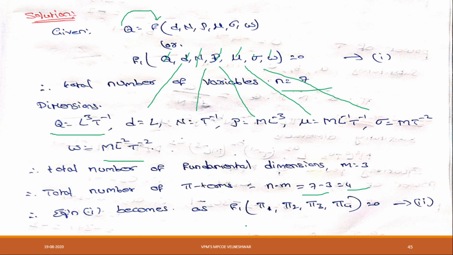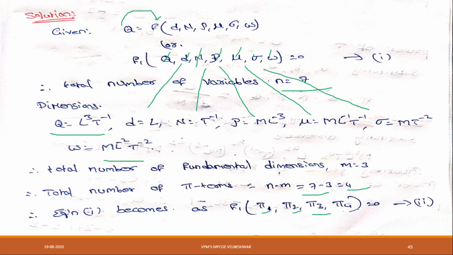Equation 1 becomes f1 of pi 1, pi 2, pi 3, pi 4. So here we are having 4 pi terms: pi 1, pi 2, pi 3, pi 4. For these terms we have to find the a1, b1, c1 values, and a2, b2, c2.